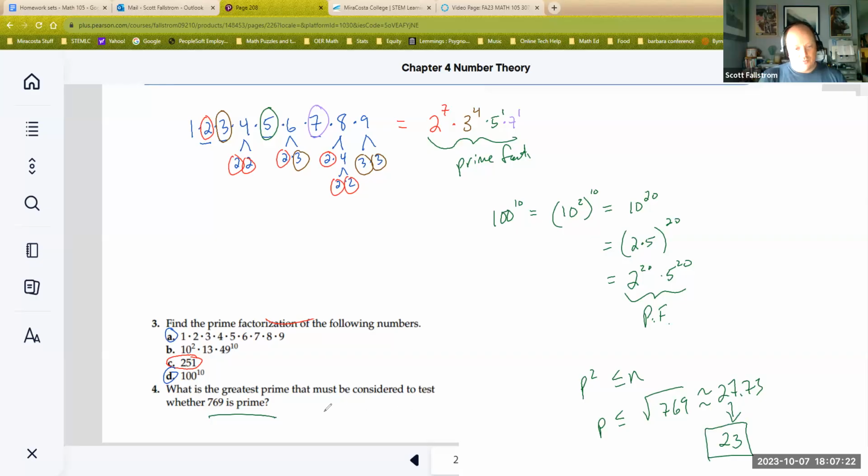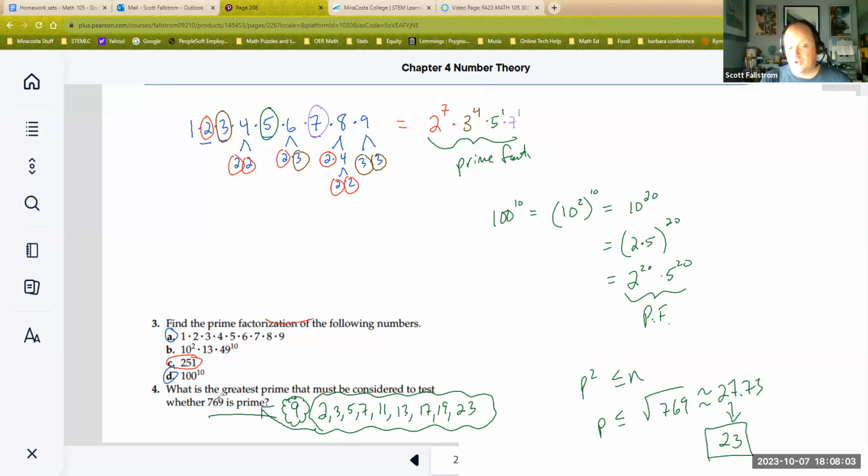So if I had to check all the primes, I would need to check 2, 3, 5, 7, 11, 13, 17, 19, and 23. These would be all the things I'd have to test to see if 769 is prime. But that's still a lot better than checking 2, then 3, then 4, then 5, then 6, then 7, then 8, and going all the way up to 769. So instead of checking 769 numbers, we check 1, 2, 3, 4, 5, 6, 7, 8, 9. We only have to check 9 numbers. That's pretty good if you were just trying to check to see if something was prime.